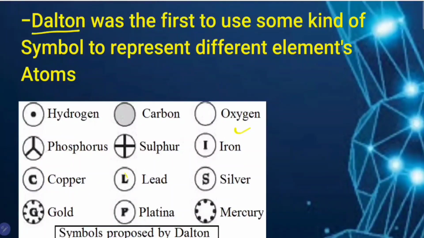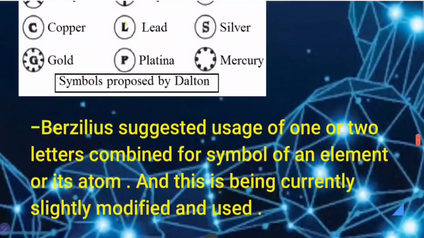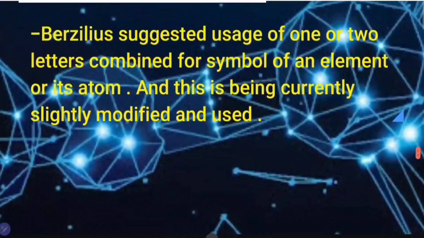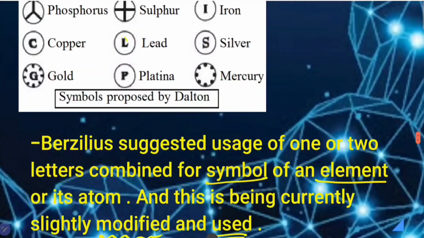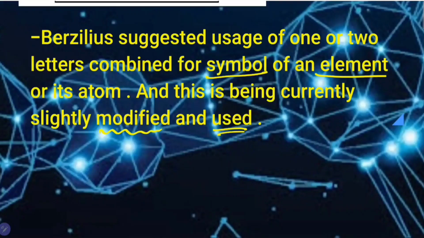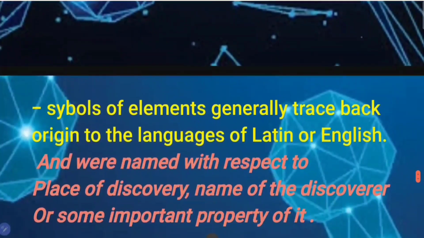Our representation was first suggested by the scientist known as Berzelius, and he suggested using one or two letters combined as the symbol of an element. This was later slightly modified and is what we use today. So he was the first to propose this, and Dalton was the first to use symbols themselves. These two things are really important. So let's go to the next point.